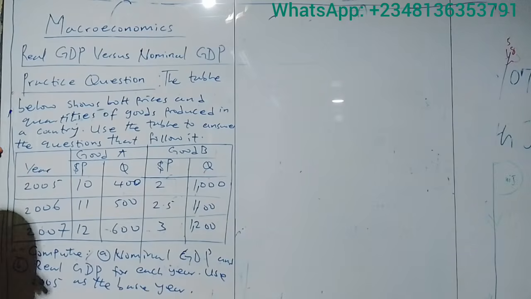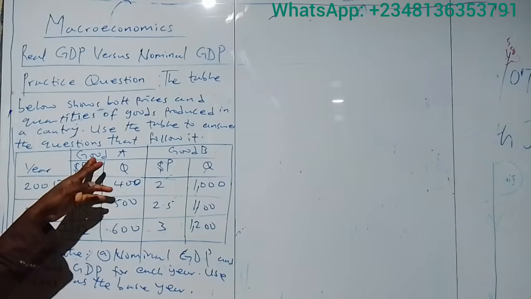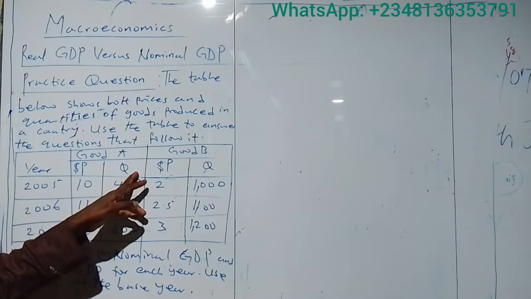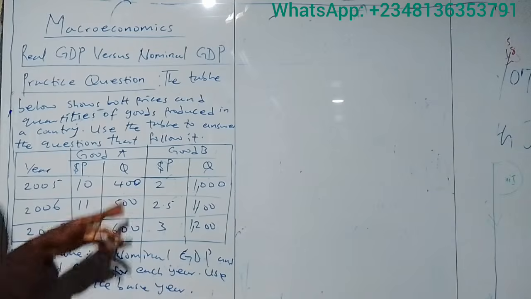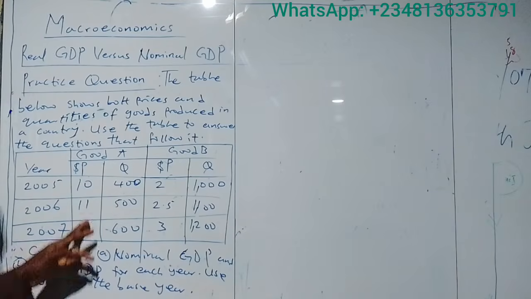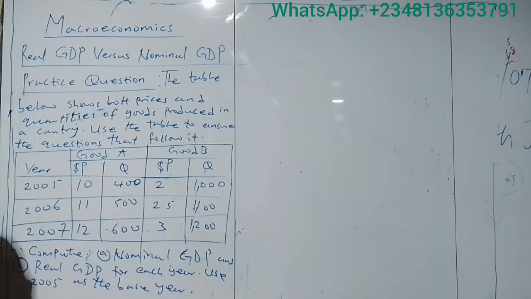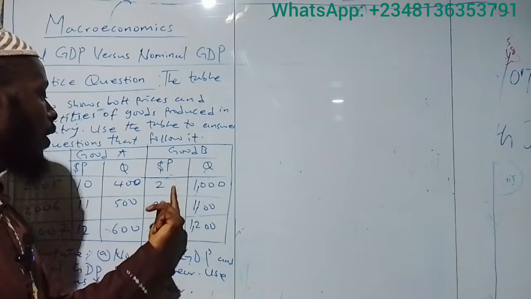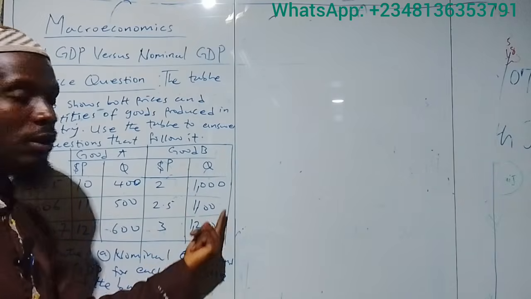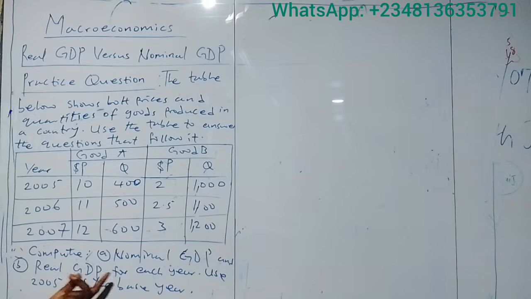Here is the table we have: 2005, 2006, 2007. And we have the price of good A and quantity produced of good A. So here we have the prices, quantity produced here. For good B, we have the prices, then we have the quantity produced here. We have to compute nominal GDP and real GDP for each year. We have to use 2005 as our base year.